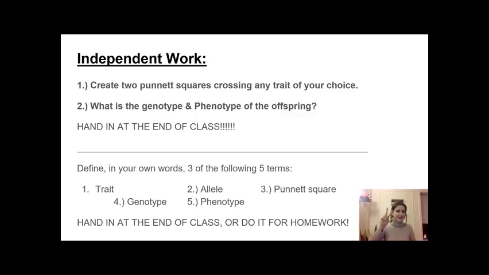If you can't hand in the second part of the definitions because you're busy with the Punnett squares, you can do it for homework and hand it in tomorrow. Absolutely no problem. But I would like for you to hand in the Punnett squares as an exit ticket when you leave class.